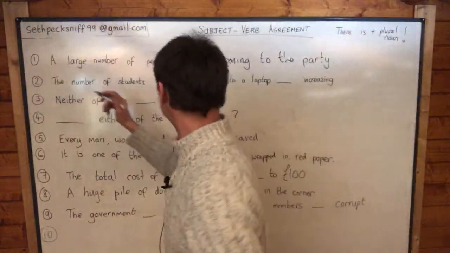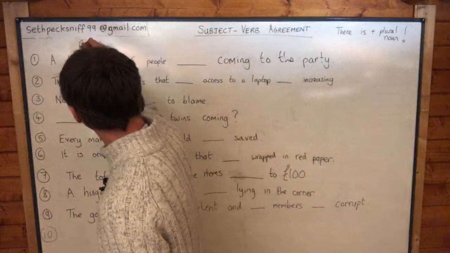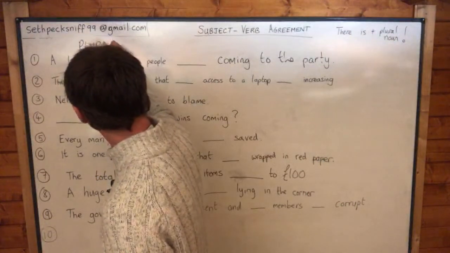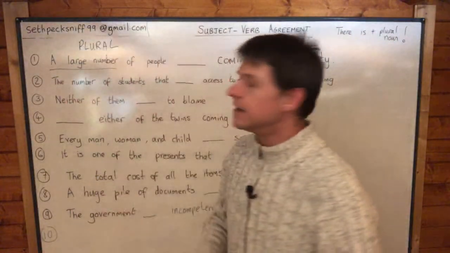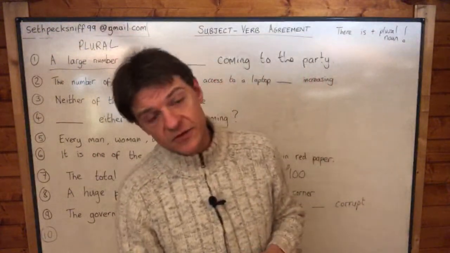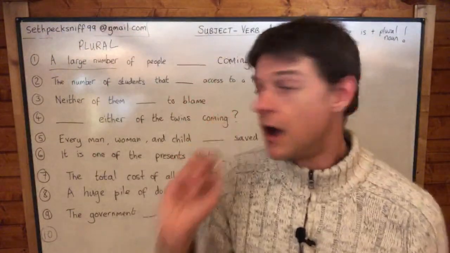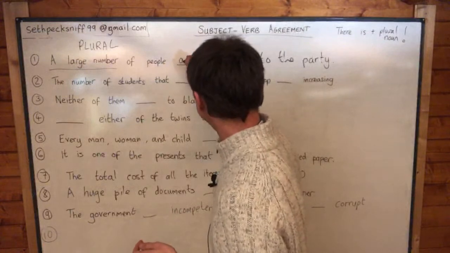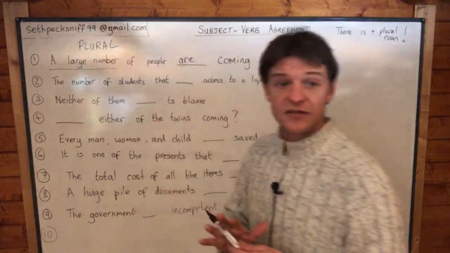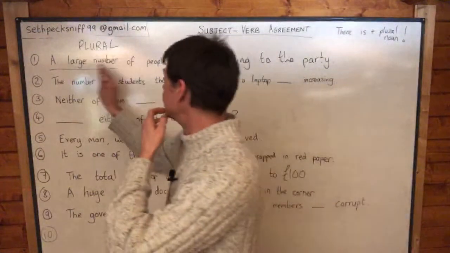And a large number of, for that reason, is always plural. A large number of is always going to be plural. A large number of people, a large number of cars, a large number of children are coming to the party. Whatever it is, it's going to be are, it's going to be plural with a number of.